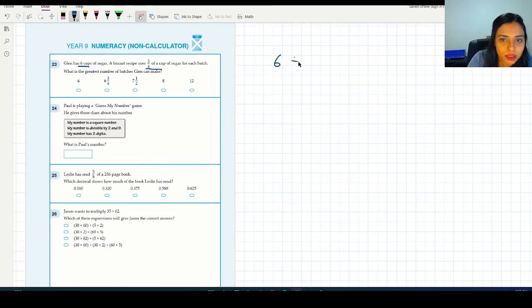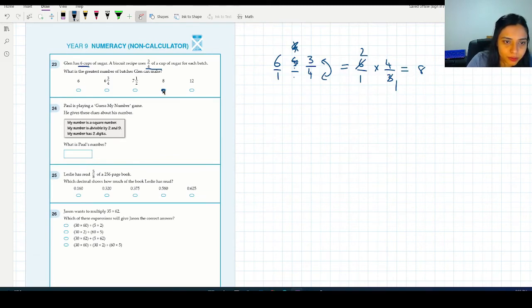So we want to do 6 divided by 3/4. So 6 can be written as 6 over 1. And anytime you're dividing by another fraction, it's the same as multiplying by the reciprocal of the fraction. So we can write this as 6 over 1 times 4 over 3. I'm going to just simplify this first, and that will be 8. So the greatest number of batches Glenn can make is 8.